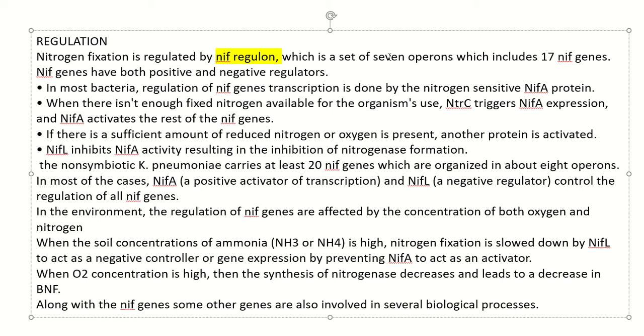Seven and 17, you have to remember. The Nif regulon, which is a set of seven operons, which include 17 Nif genes, has both positive regulators and negative regulators. Now other terms you have to remember: positive regulator and negative regulator.